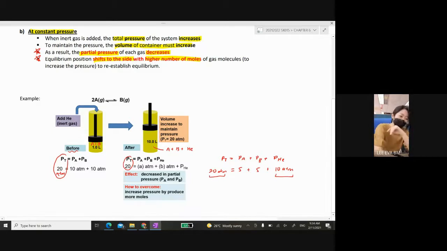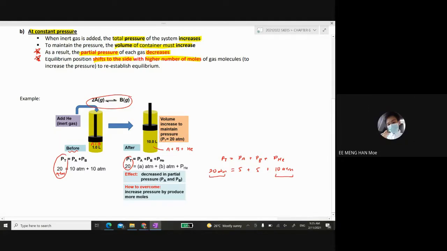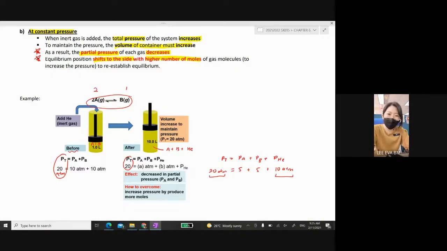So using the example in this one, towards which side do you want to move the equilibrium shift, to the left or to the right, in order to increase back the pressure? Left. Towards the left, because here you got 2 mole of A, here you only got 1 mole of B. So to raise back the partial pressure, to maintain the overall pressure, we shift to the side with higher number of mole.